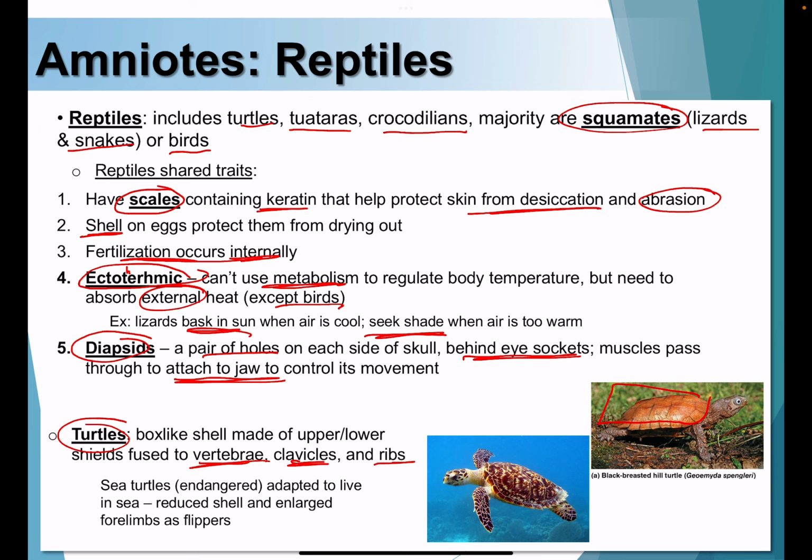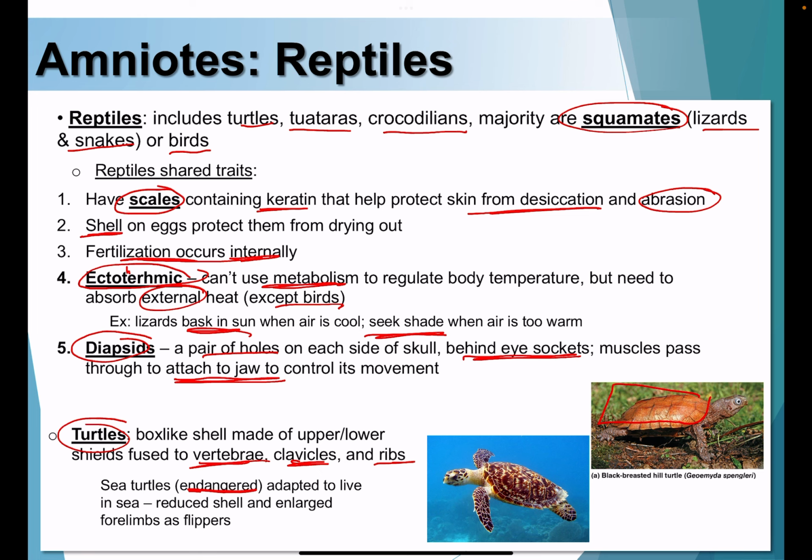Another type of turtle is the sea turtle, which is endangered because their eggs are being raided, taken away, or destroyed when people use the beach for residential or commercial purposes.